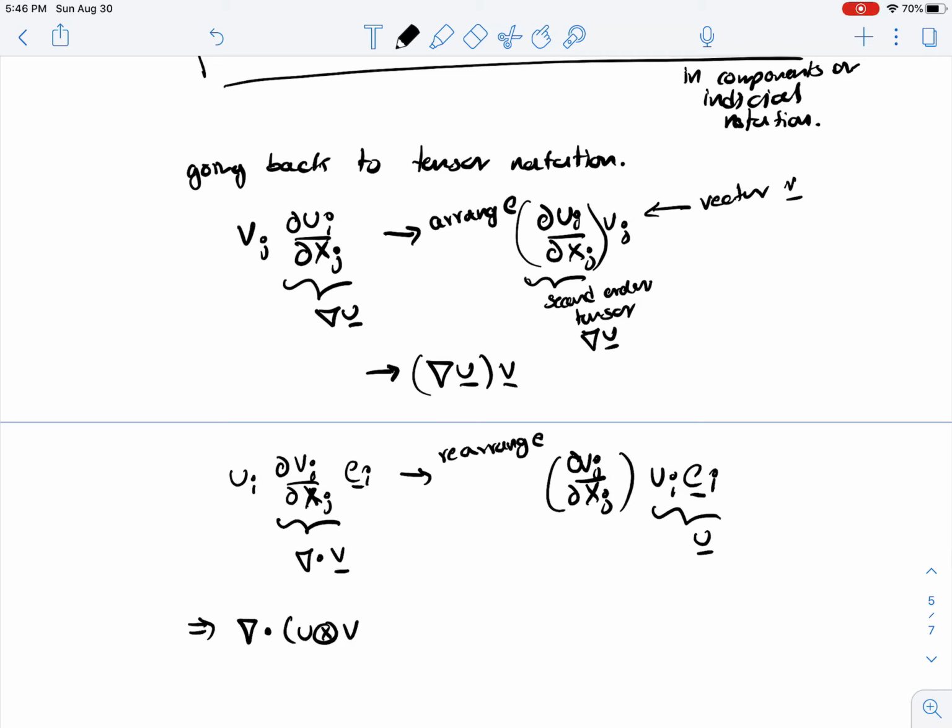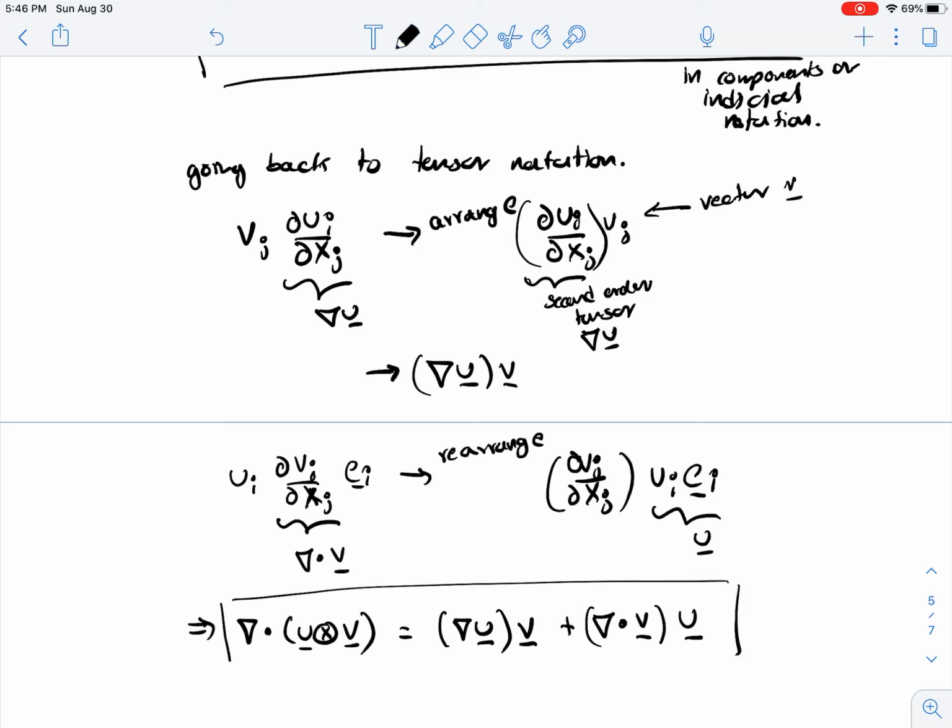So going back to no components, the divergence of u dyadic V is going to be the gradient of u, which is a tensor, applied to the vector V. Overall that gives me a vector, plus the divergence of V scaling the vector u. This is a scalar, and this is a vector, so that's fine. And this is a second order tensor applied to a vector that gives me another vector. So I do get a vector out, so that would be fine. And that's it. That's the other way of writing it.